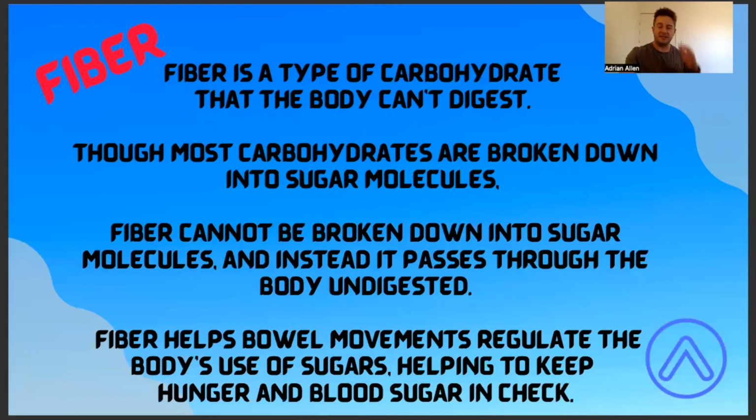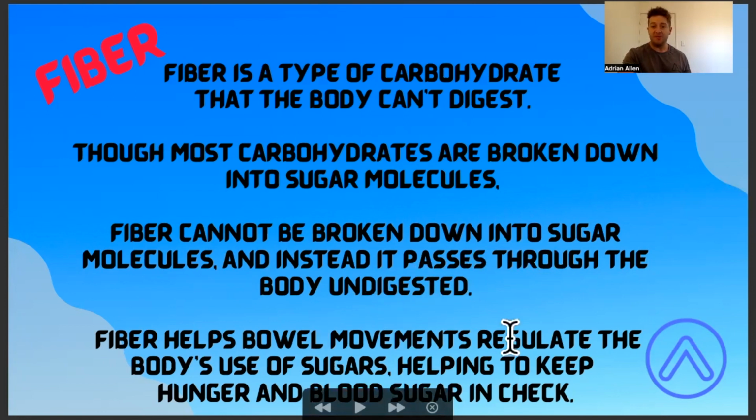So before we get into this, I want to just explain to you about fiber. Fiber is something that we need in our diet. It's part of the family of carbohydrates, but I'm just going to give you a bit of a breakdown and you can take down the number in just a moment. So fiber is a type of carbohydrate that the body can't digest. Though most carbohydrates are broken down into sugar molecules, fiber cannot be broken down into sugar molecules, and instead it passes through the body, through the digestive system, and out through the body undigested.